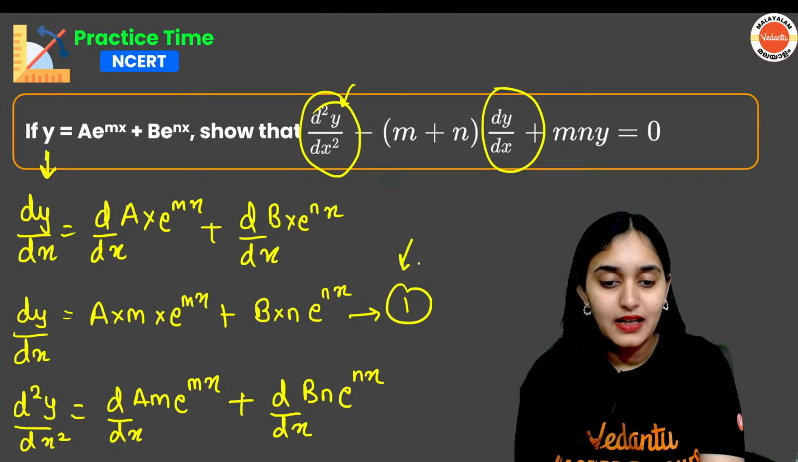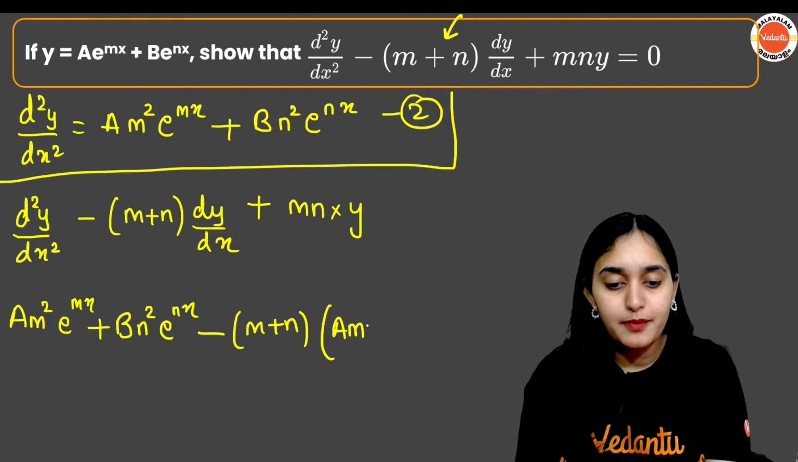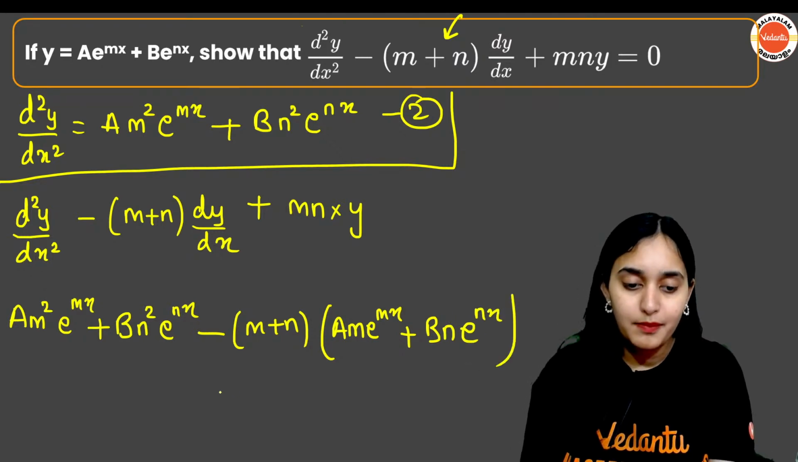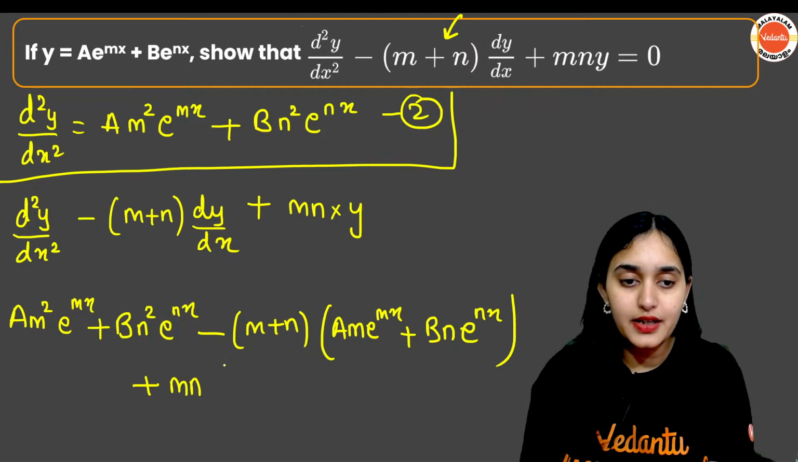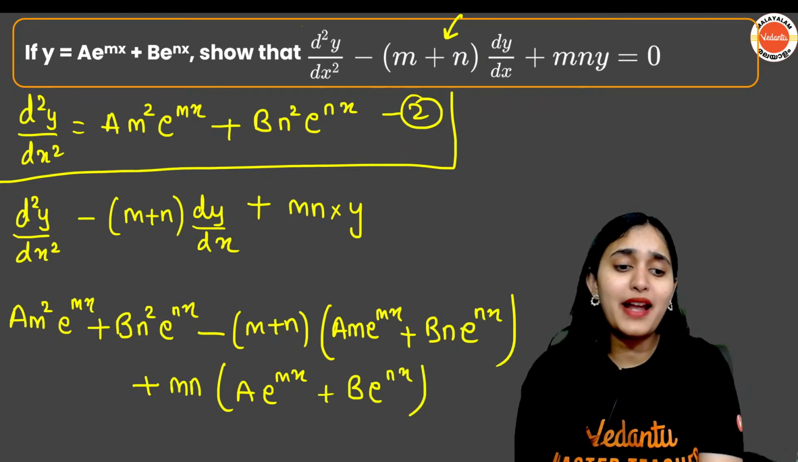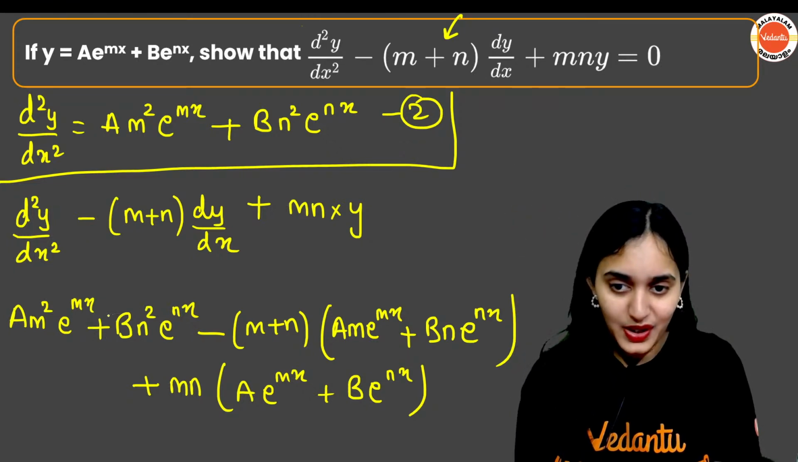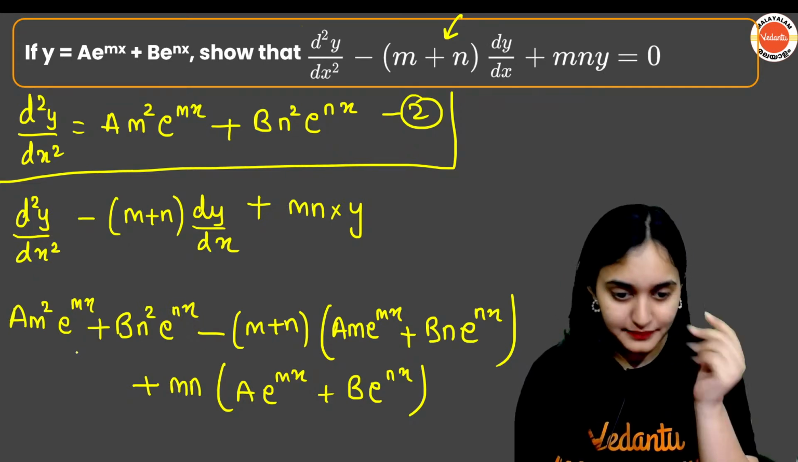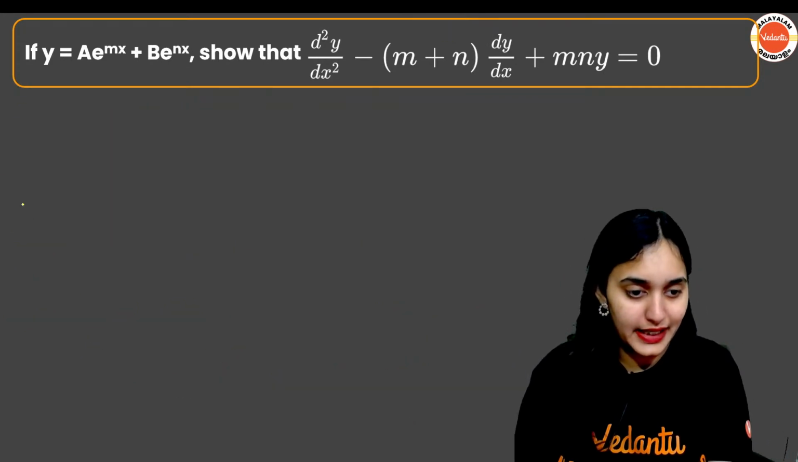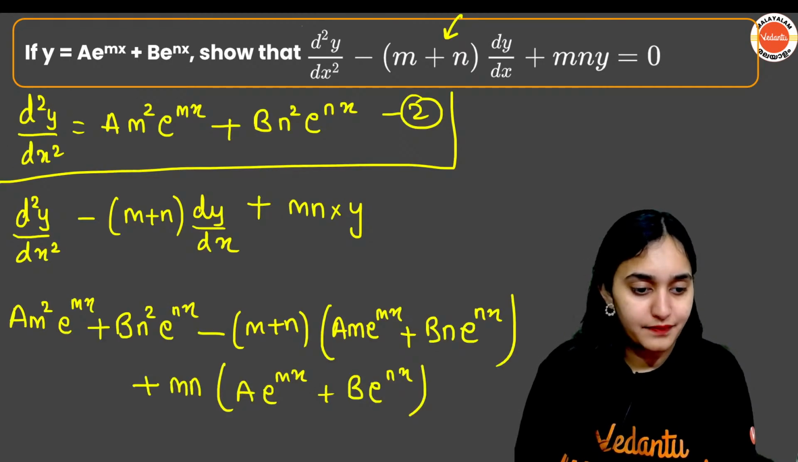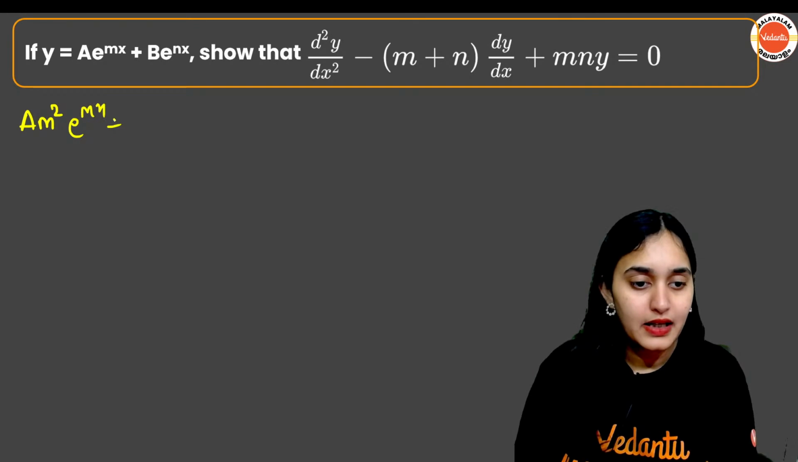dy by dx is this: a m e to the power mx plus b n e to the power nx, plus m into n into (a into e to the power mx plus b into e to the power nx). Now open the bracket and multiply everything. What do you get? So basically when you multiply, you will get a m square e to the power mx plus b n square e to the power nx.